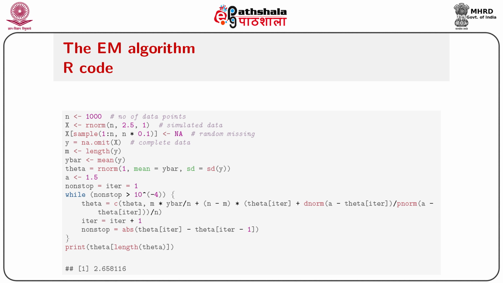Nonstop is the absolute value of the difference between the current theta and the previous theta. Then print theta of length of theta. The length of theta actually will give you the last value of theta, the last iteration value of theta. So the last iteration value is say 2.73. If you run that, it will give you the EM algorithm. It's one of the EM implementations of this data. That might help you to understand how the EM is actually implemented in R.